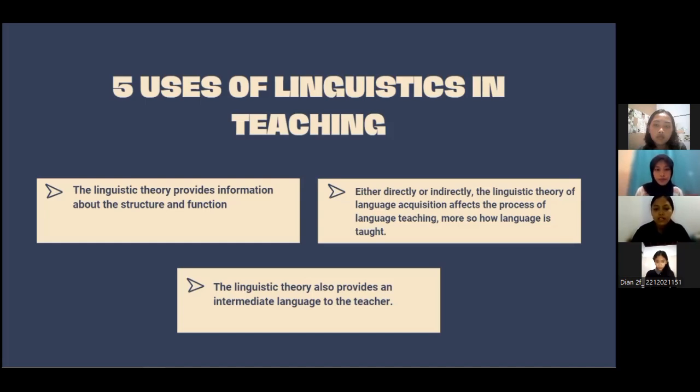This is the universality of forms, such as the different types of formulas in generative transformational grammar, like dilation formulas, transformation formulas, and so on. All of these things can be used by teachers in language teaching. The last, either directly or indirectly, linguistic theory of language acquisition affects the process of language teaching, more so how language is taught. That's all from me. Next will be explained by my friend.